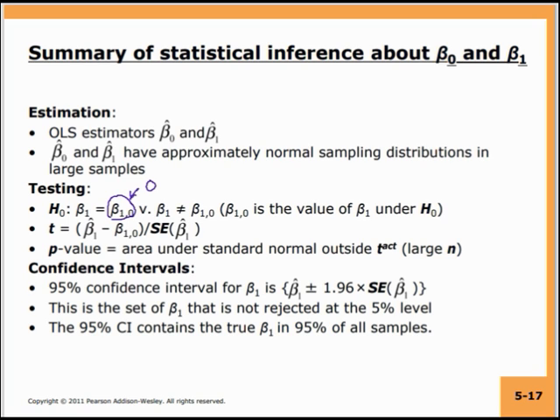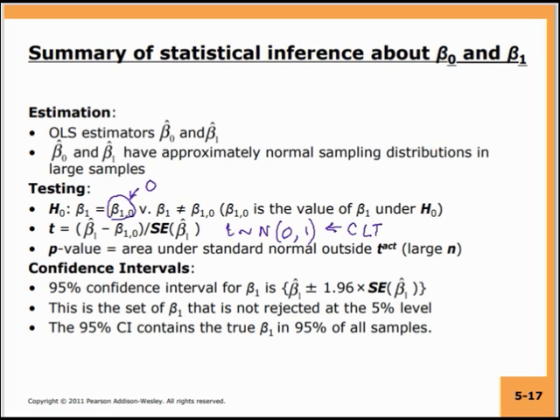And we calculate a t-statistic, which is beta 1 hat minus beta 1 0 divided by the standard error of beta 1 hat. Then we get the p-value. Given that n is large, by the CLT this t-statistic will be distributed according to the standard normal distribution. So the p-value will be the area under the standard normal outside the actual t-statistic that you have calculated.